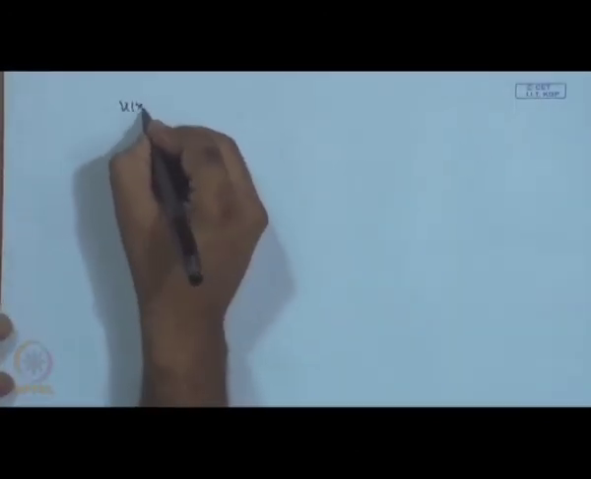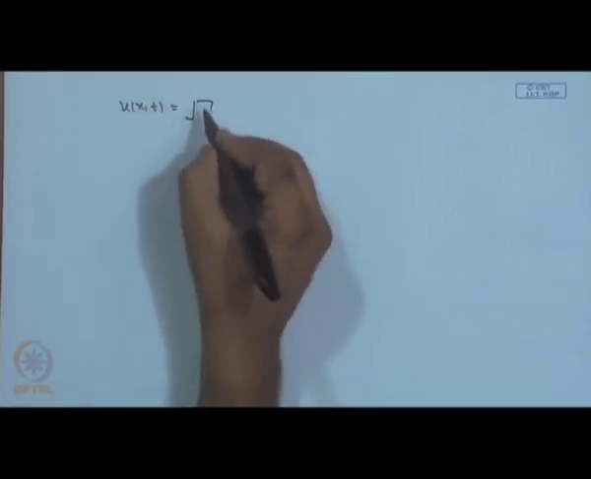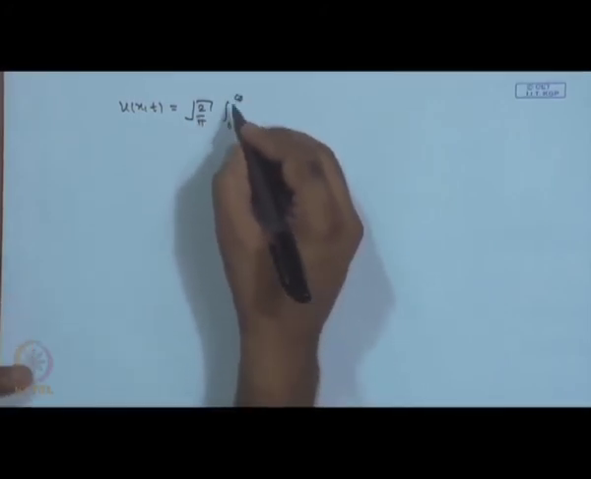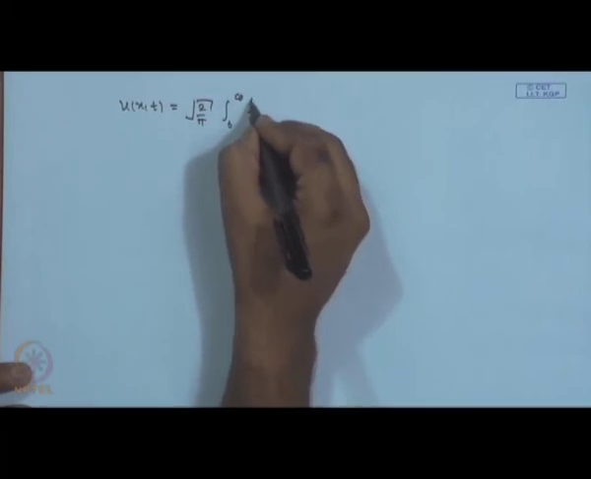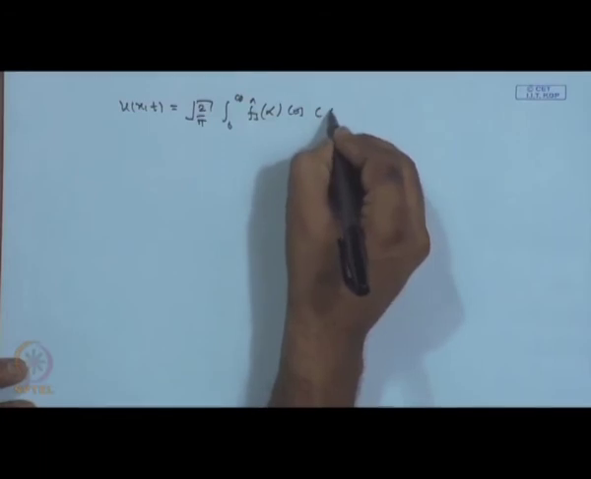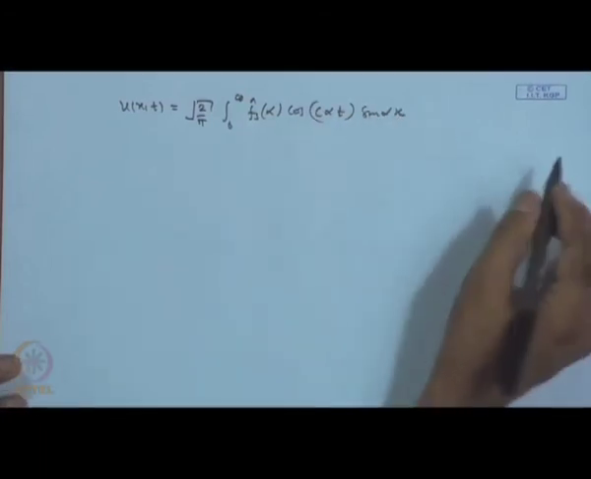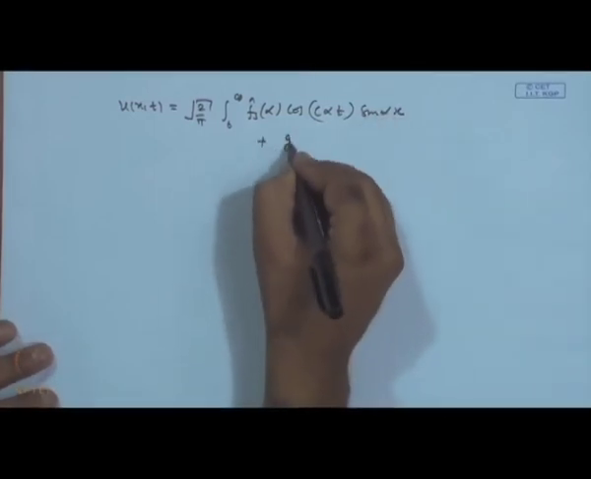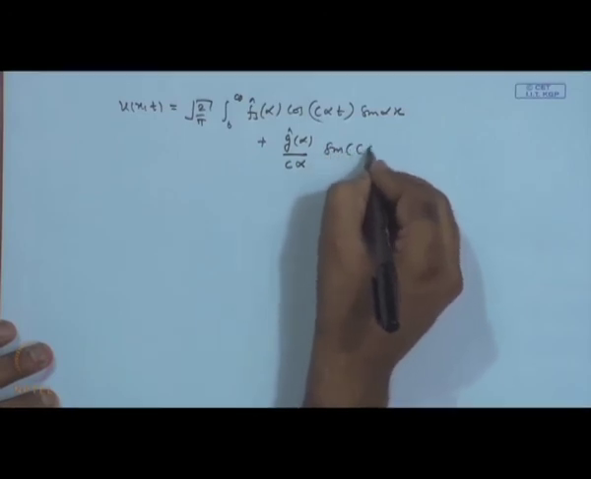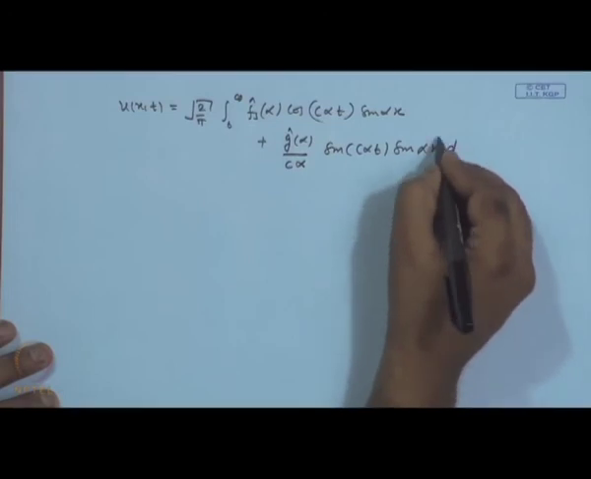So, we have u(x,t) as square root 2 over pi, integral from 0 to infinity, we have f̂_s(α) cos cαt sin αx in one term, plus we have ĝ(α) over cα and sin cαt and sin αx, then dα.